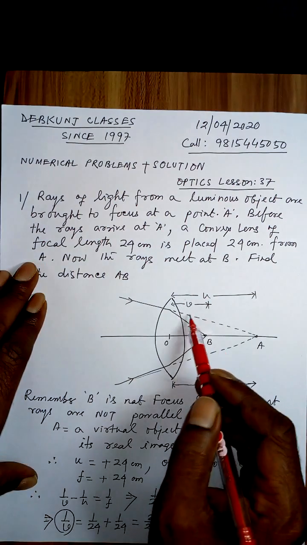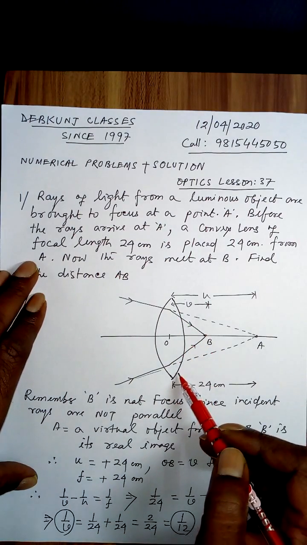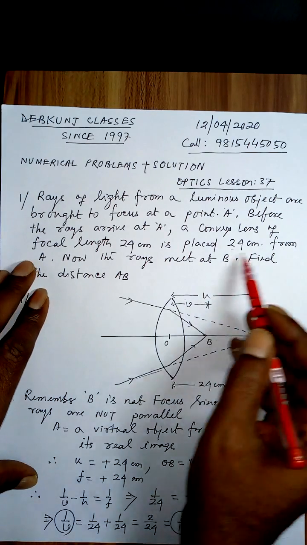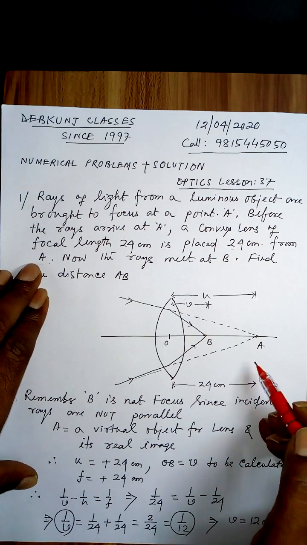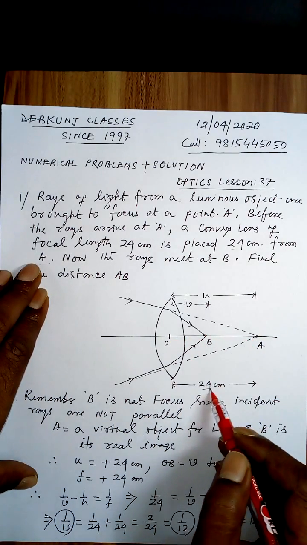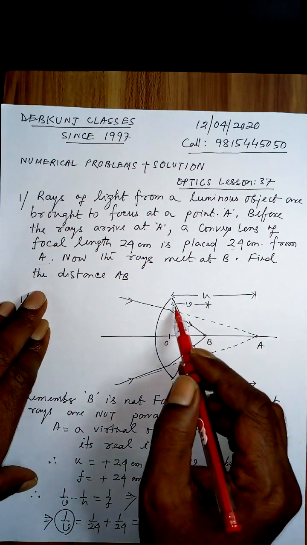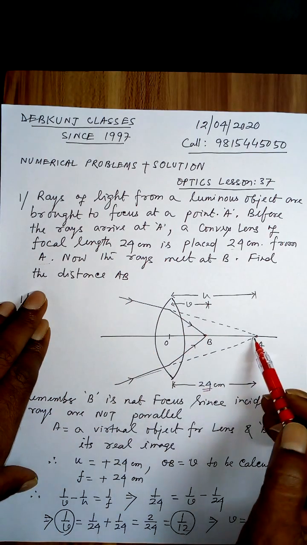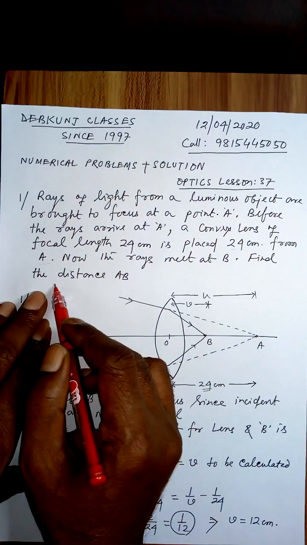Before the rays arrive at A, all these rays arrive at a convex lens of focal length 20 centimeter, placed 24 centimeter from A. That is, from O to A is 24 centimeter. Now the rays meet at B. By keeping the convex lens here, these rays which were earlier converging towards the point A, now converge at the point B. Find the distance AB.